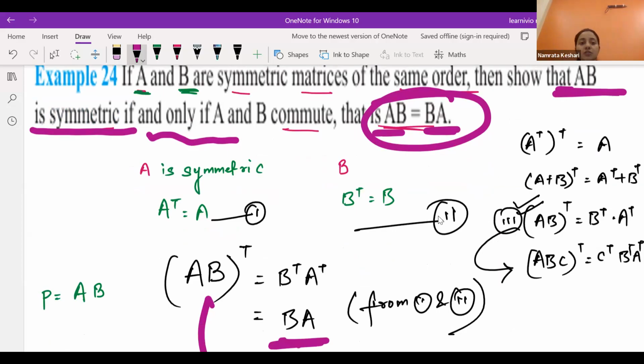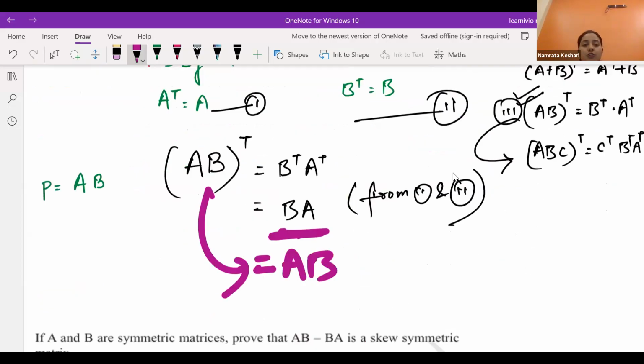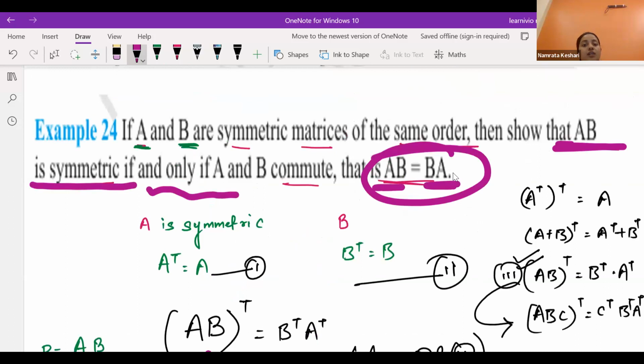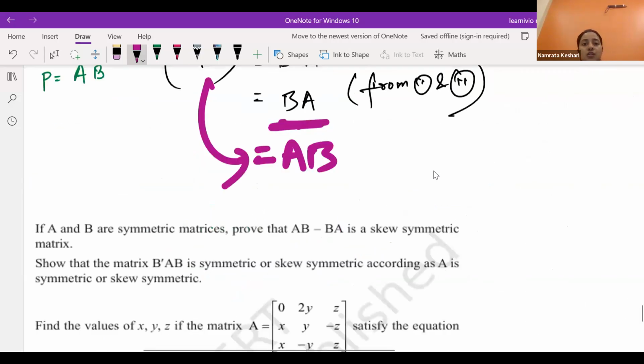That is the purpose, to prove. Now here it is written that A and B, we are just using the property first. AB transpose we are finding, and we are using the property. Then we are using equation 1 and 2. Now we are stuck, but then we will read the statement again given in the question, and it says that AB and BA, if these two are equal, then only it will be symmetric. Is it true? So yeah, we can also see that.